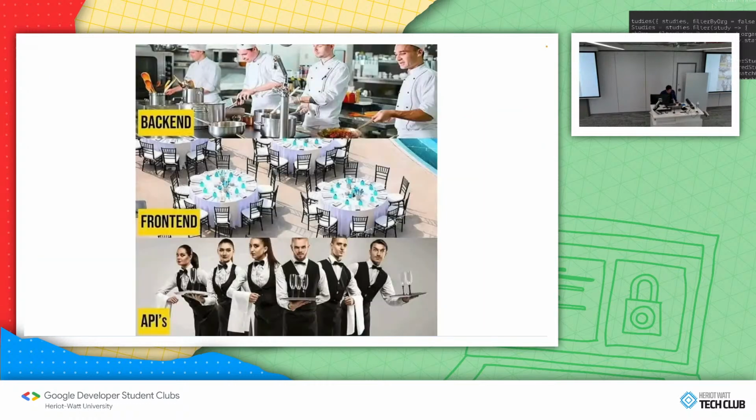So this is a very basic visualization of what an API would be like. You have your backend, that is like where the chefs are, they're cooking. Front end is where you would go in a restaurant, basically ordering something. APIs can be considered as a waiter who can take your order from your front end to the backend, and then can also provide you with a response.